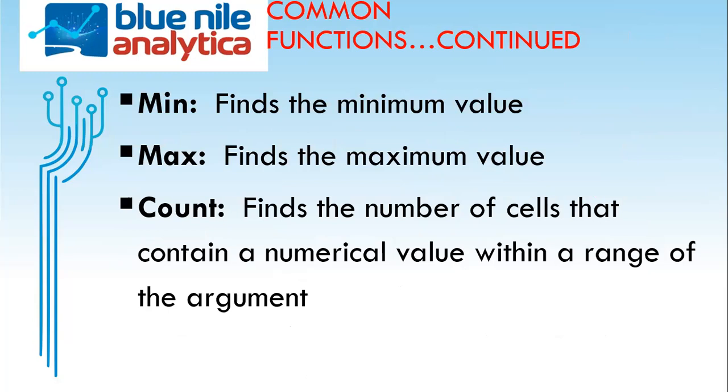There is min, which finds the minimum value, max, which finds the maximum value, and count, which counts the number of cells containing a numerical value within a range of arguments. For example, you have a data set with a column of numbers, and you want to know how many cells contain the number 5. You will use this count function.